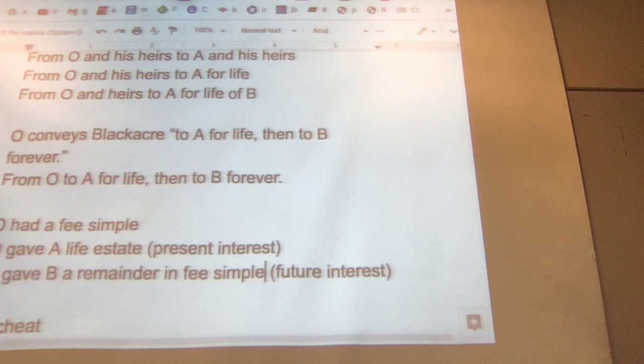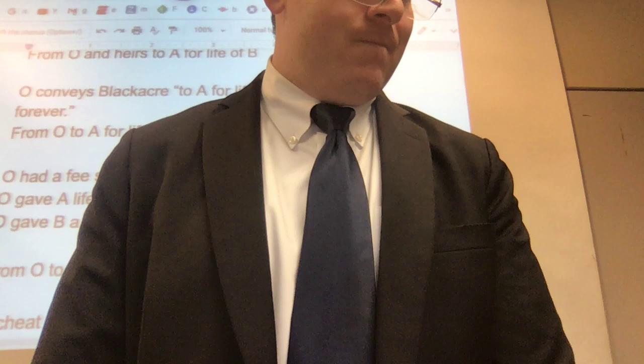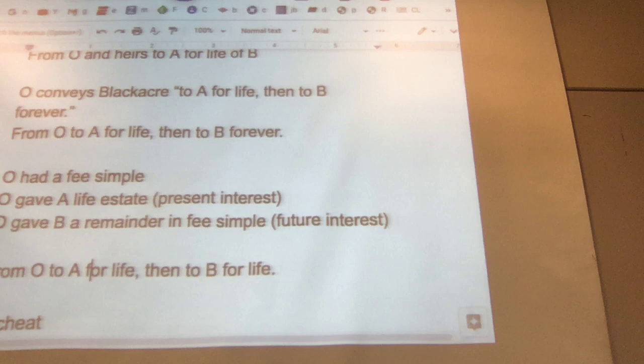All right. What if I said it like this? From O to A for life, then to B for life. You can do that. And Clayton, in this case, what's the present interest here? And what's the future interest here with this example?